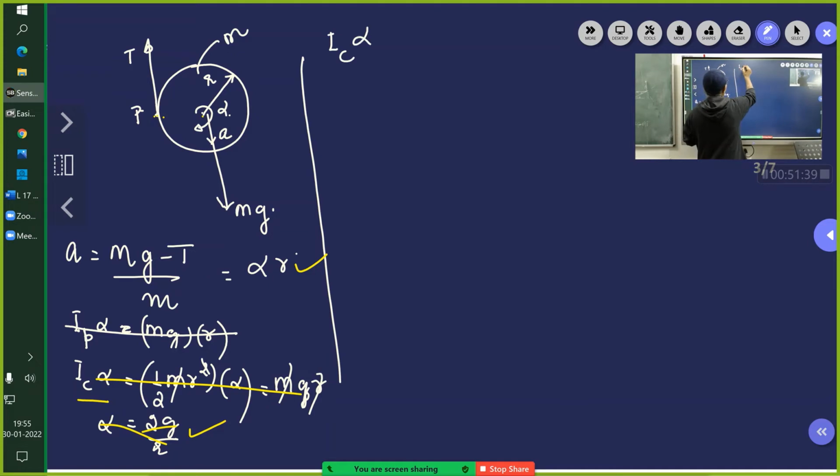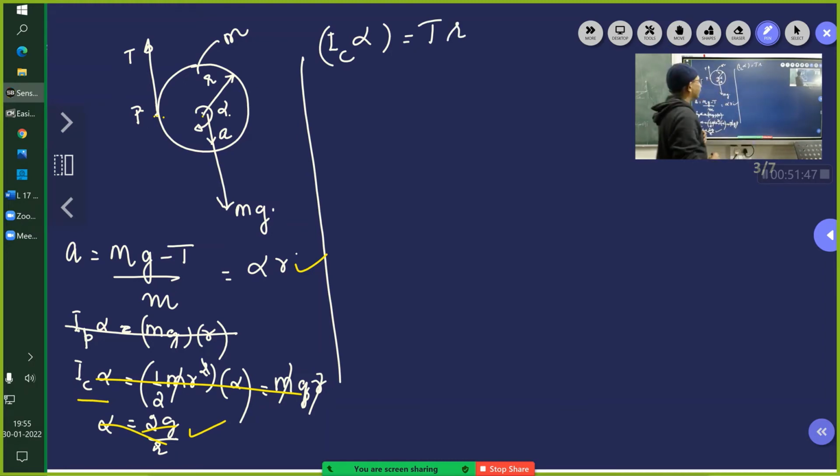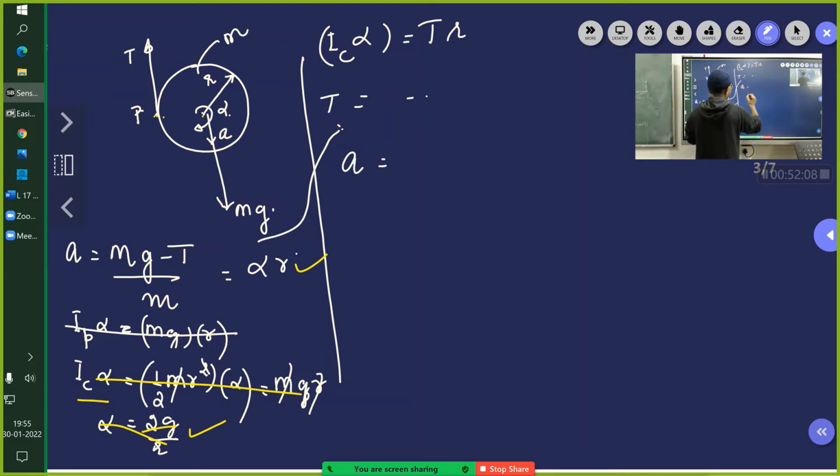So I_C into alpha will be equal to tension T into R. Yes, sir, that's perfectly correct. And from this equation you will have to pull the tension out, so you will get T from this equation, and you have to substitute that there. Then you will get A is equal to what? 2g by 3, sir.